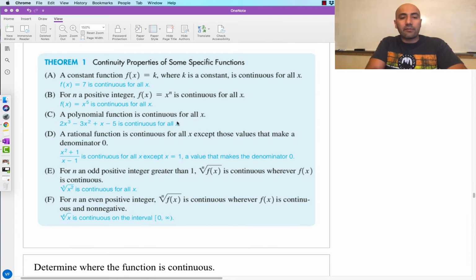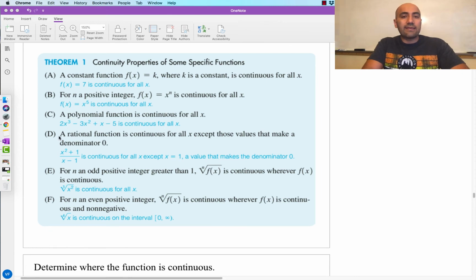That's a very, very powerful statement. So anything that fits the form of a polynomial is going to be continuous for all x. Good. A rational function is continuous for all x except the values that make the denominator 0. Okay, that's another really important statement that we can use. So here's an example. Here's a rational function. The numerator is a polynomial, the denominator is a polynomial.